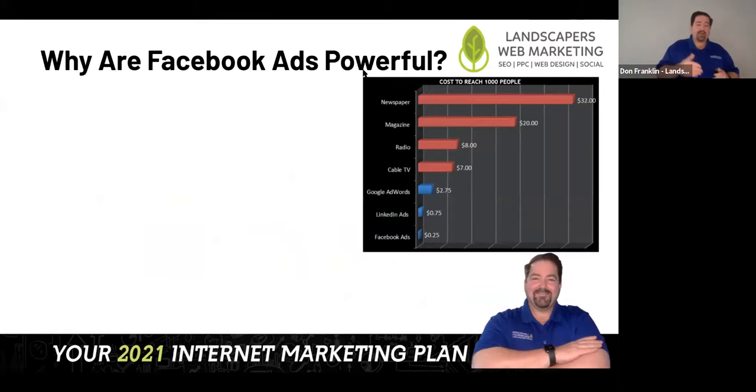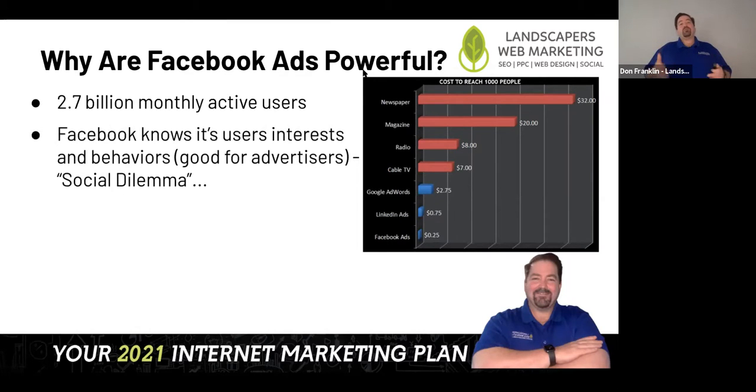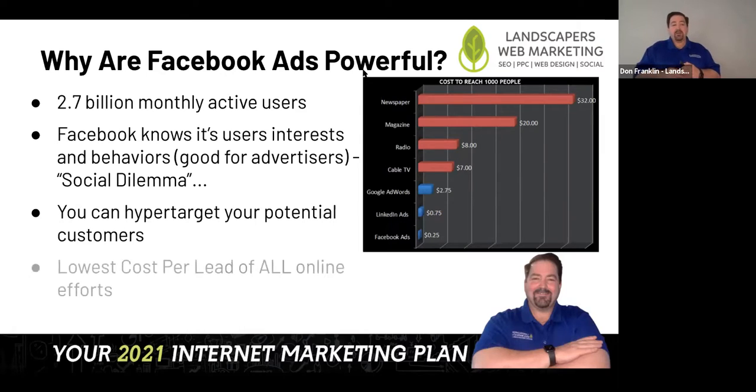So why are Facebook ads so powerful? First off, there's 2.7 billion monthly active users on Facebook. Facebook knows its users' interests and behaviors. Many times they know what we want before we even know we want it, which is great for advertisers. If anybody's watched The Social Dilemma, you can go watch it on Netflix. It's a little scary. They know everything about us, but this is, again, great for us, and we can use it to our advantage and use Facebook's artificial intelligence, the AI, to get us the results that we're wanting for our businesses. You can hyper-target your potential customers, and it's the lowest cost per lead of all online efforts.